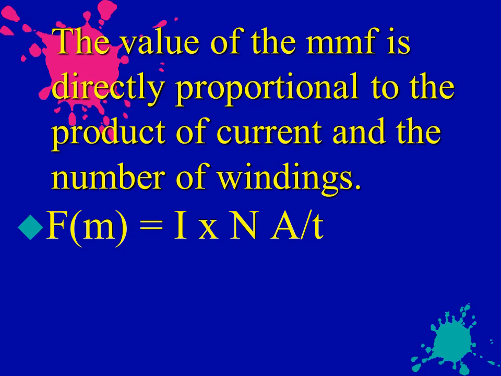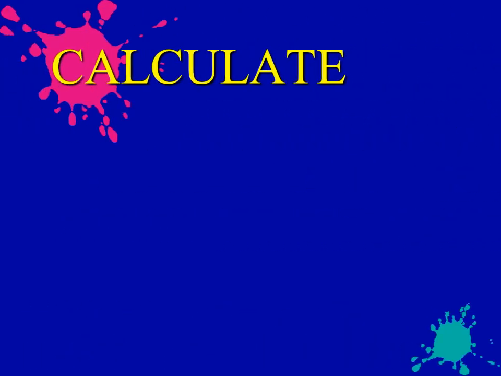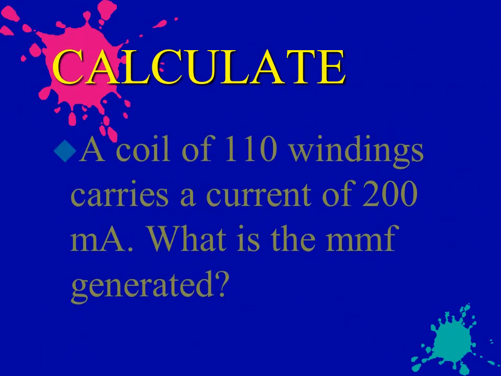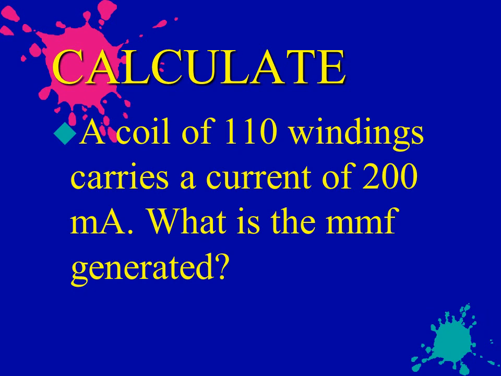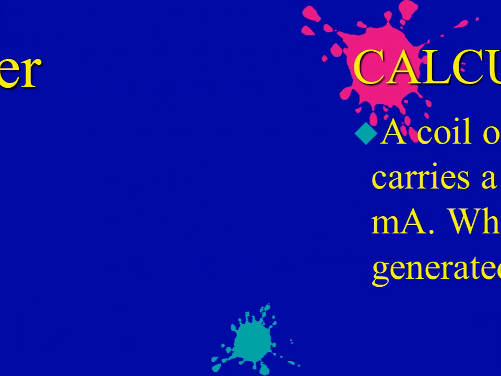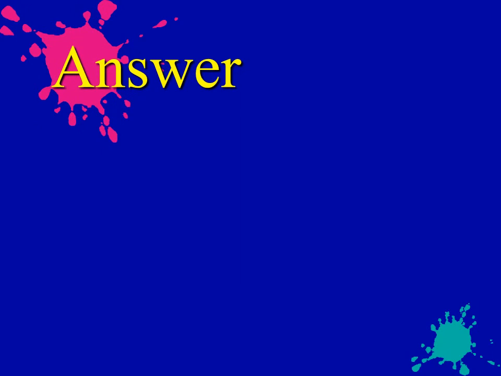Do the following calculation. A coil of 110 windings carries a current of 200 milliamperes. What is the MMF generated? Stop the presentation quickly and work it out for yourself. Answer is 22 amps per turn.